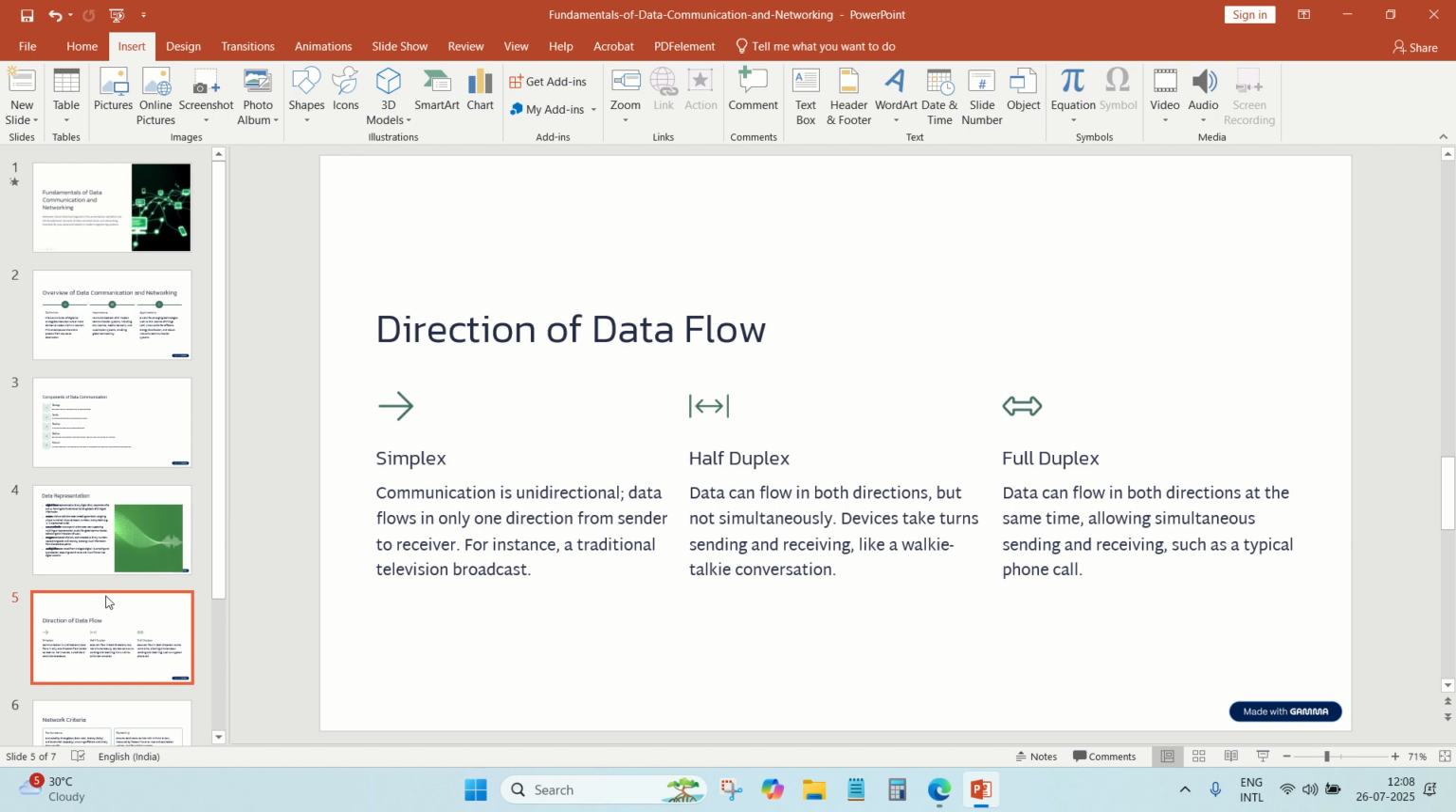Now we will talk about the full duplex. In the full duplex, both stations can transmit and receive simultaneously. So data can flow in both directions at the same time. It allows simultaneous sending and receiving. Example is a typical phone call. When two people are communicating by a telephone line, both can talk and listen at the same time.